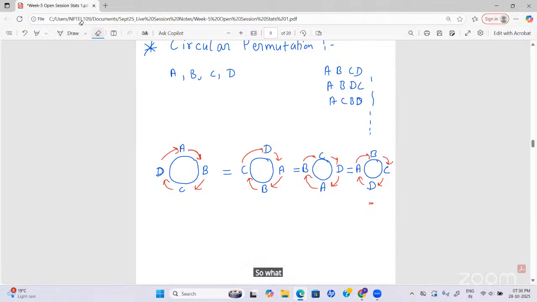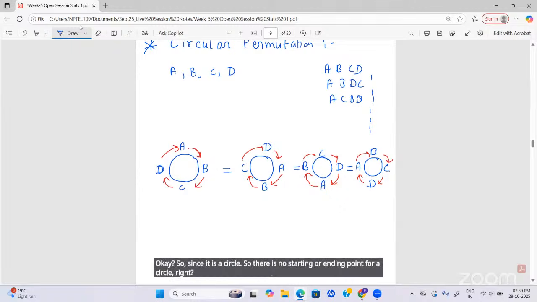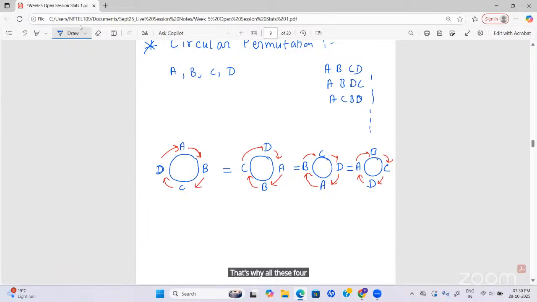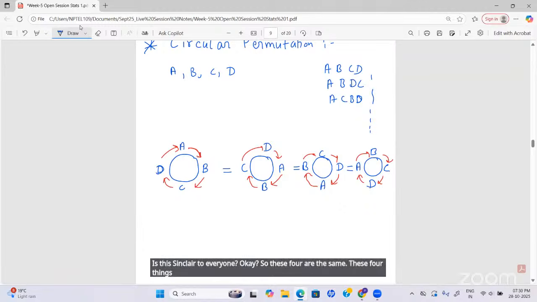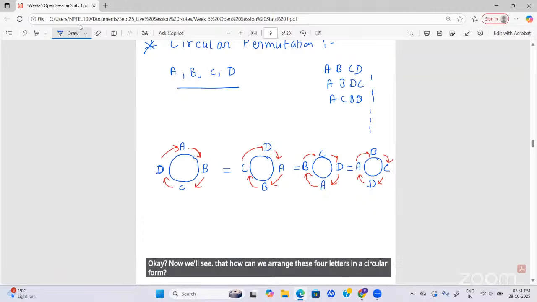So what are we doing? Actually, we are just rotating it. Since it is a circle, there is no starting or ending point for a circle, right? That's why all these four arrangements are the same. Is this clear to everyone? Yes, ma'am. These four things are considered the same. Now we'll see how we can arrange these four letters in a circular manner.